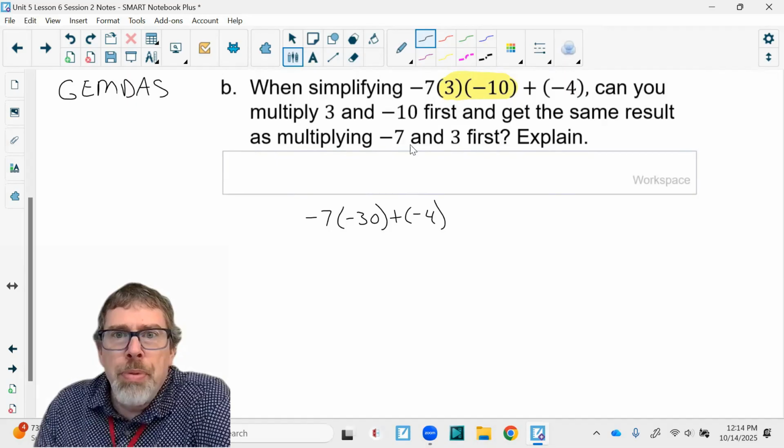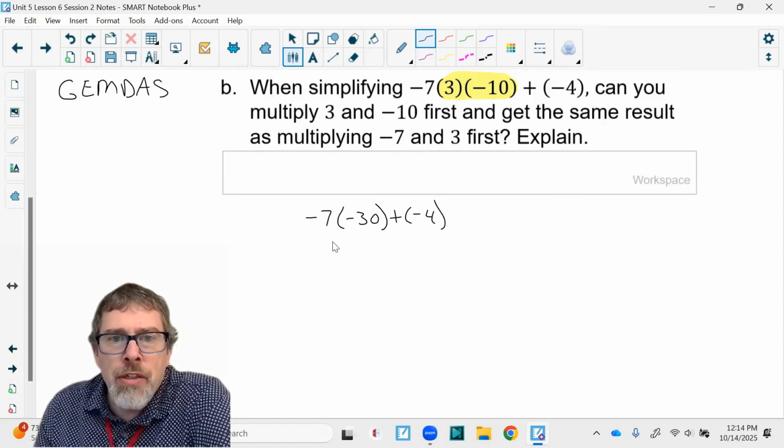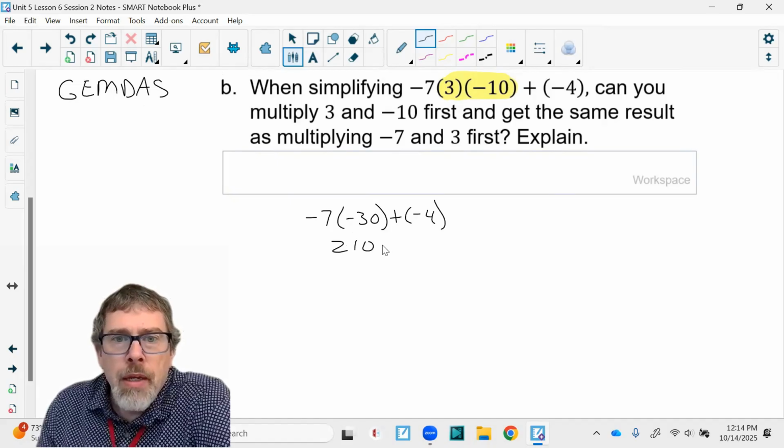There's no grouping in this case. There's no exponents. So the first thing we have to do is multiply. We multiplied this first, and now we have to multiply this. Well, negative times a negative is positive, and 7 times 30 is 210. And then plus a negative means minus, and 210 minus 4 is 206.